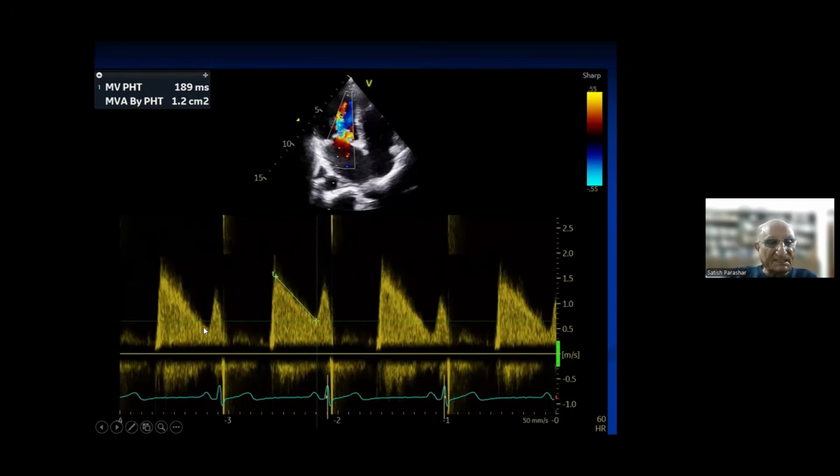Deceleration means that when the atria has emptied and the LV is increasing pressure, they try to be in equilibrium and they try to partially close. So you do this, and automatically the machine will give you the values. So that is your main idea: to get a good Doppler envelope.